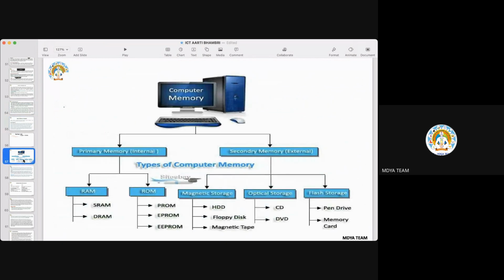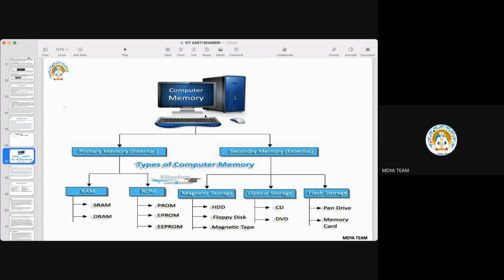So let's have a look at the classification of computer memory, how they are classified. It is important. Basically, we have divided, or you can say classified, the memory into two categories: primary memory and secondary memory. Generally, primary memory is called internal memory, and secondary memory is called external memory.